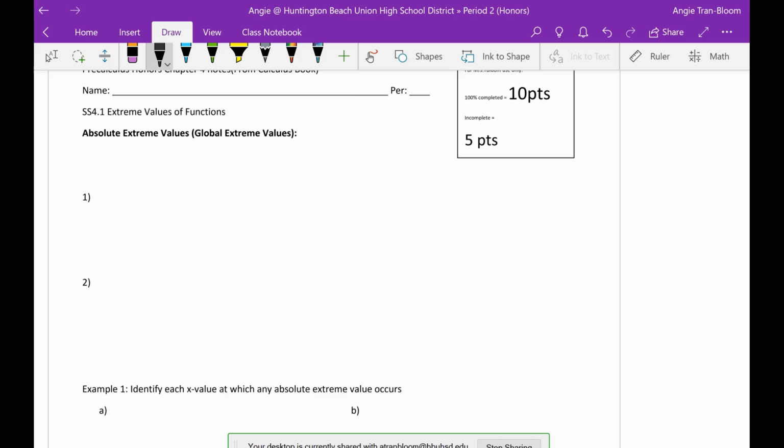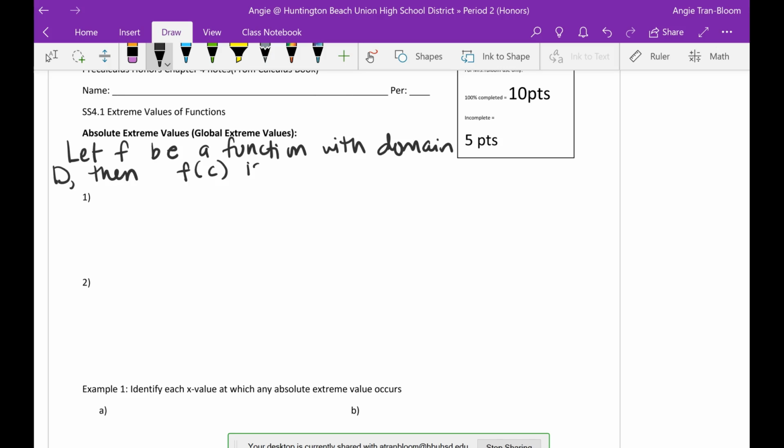Absolute extreme value theorem, aka some people will call it global extreme values. Okay, here we go. Let f be a function with domain, let's call it D, then f of c is da da da.